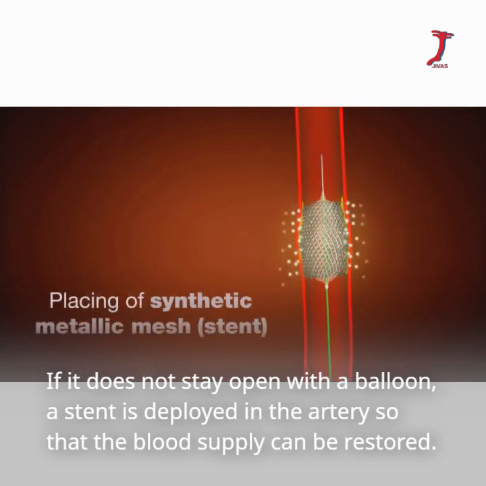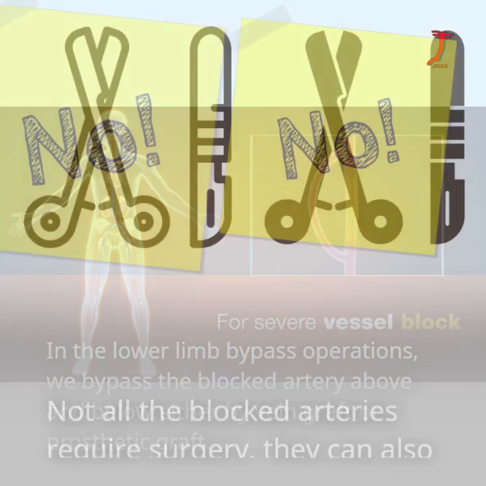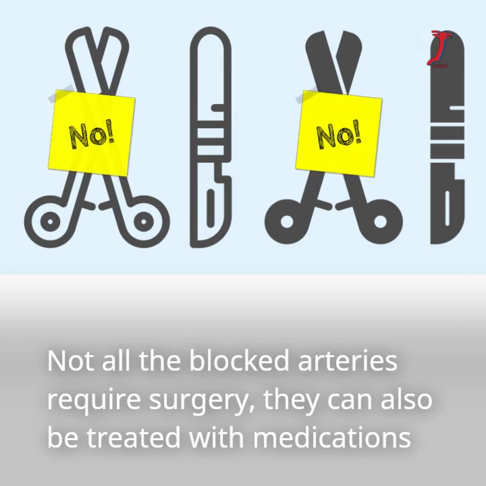In lower limb bypass operations, we bypass the blocked artery above and below, either by a vein graft or a prosthetic graft. Not all blocked arteries require surgery; they can also be treated with medications.